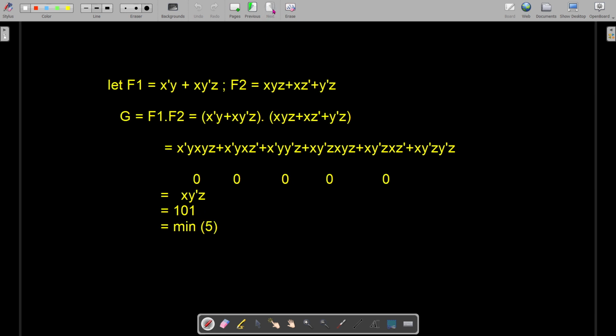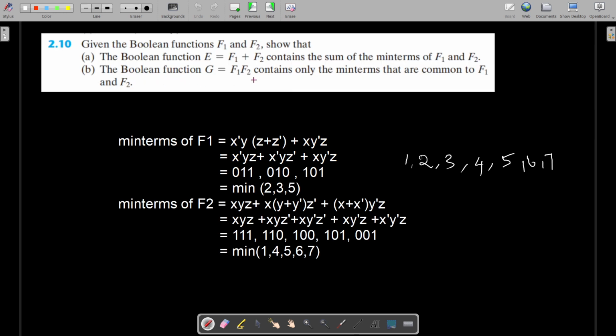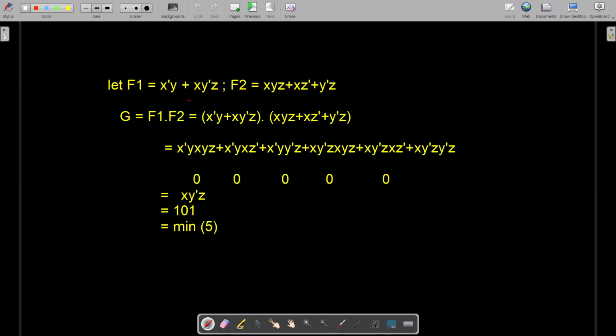Then what is the second question? The Boolean function g is equal to f1 f2 contains only the minterms that are common to f1 and f2. This means g is the function that is performing AND operation between f1 and f2. So we have already taken f1 as x dash y plus x y dash z, and f2 as x y z plus x z dash plus y dash z. Now we are going to perform this AND operation.